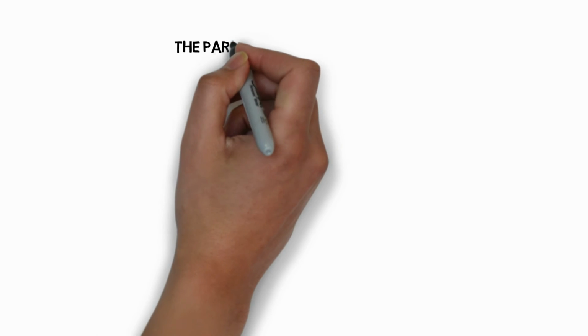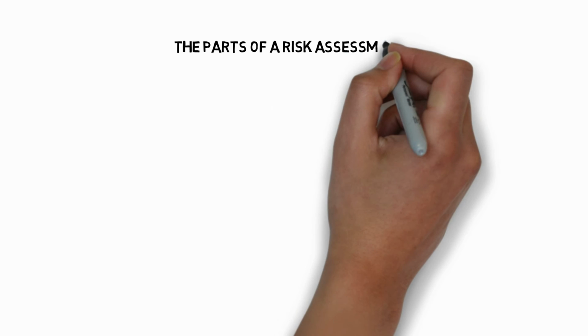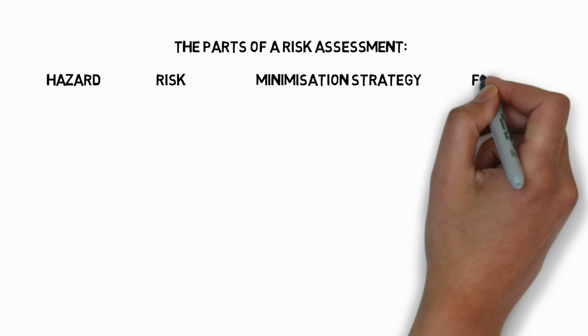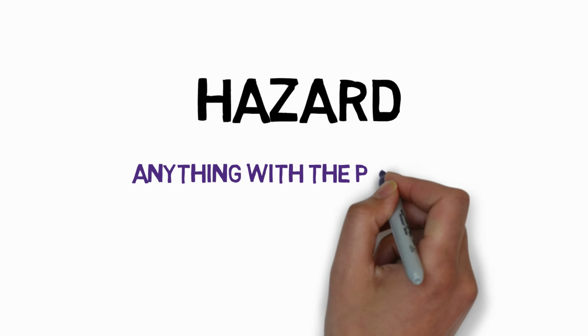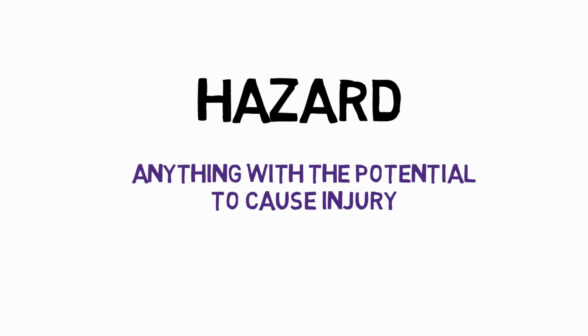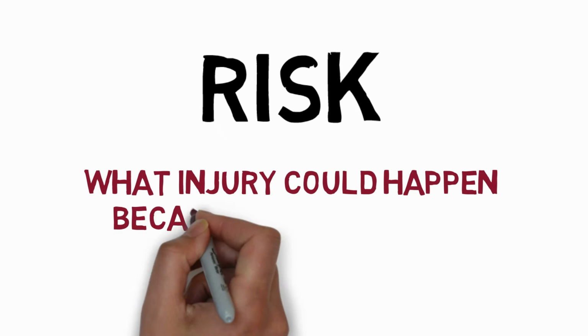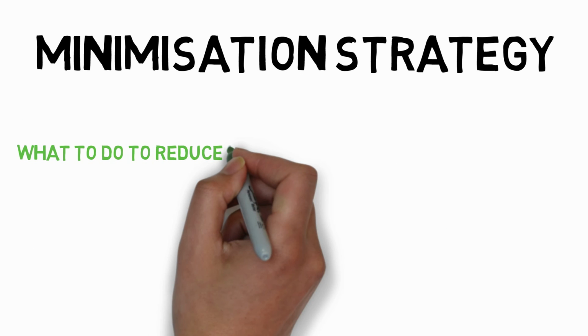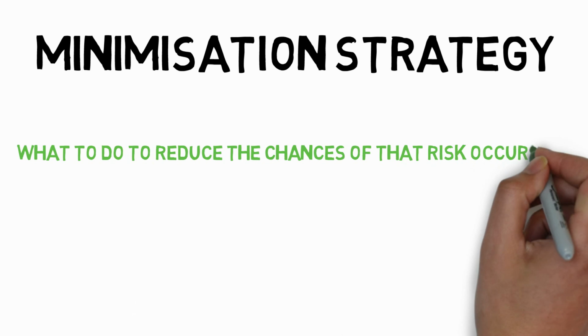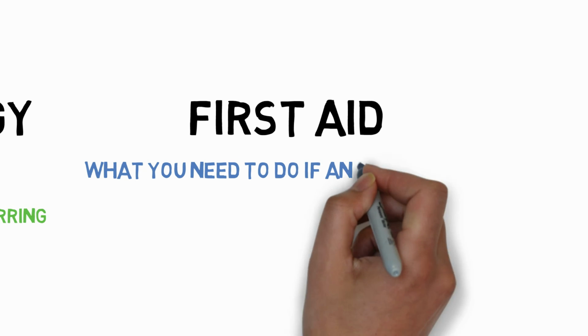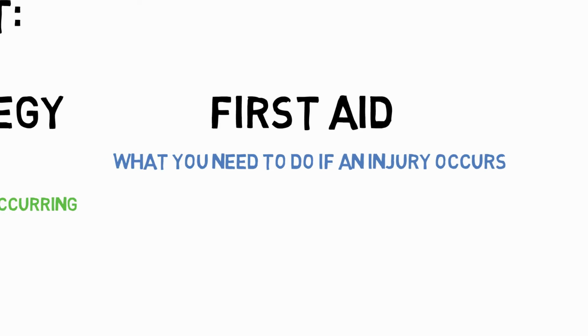So now let's get to the parts of a risk assessment. You've got hazard first, then you've got the risk, you've got the minimization strategy, and then first aid. Now, a hazard is anything in the experiment that has the potential to cause injury to someone. Meanwhile, the risk is the type of injury that could happen as a result of the hazard. So the minimization strategy is the steps that you will need to take to reduce the chances of that risk happening. And finally, the first aid section is what you need to do if an injury does happen to someone.